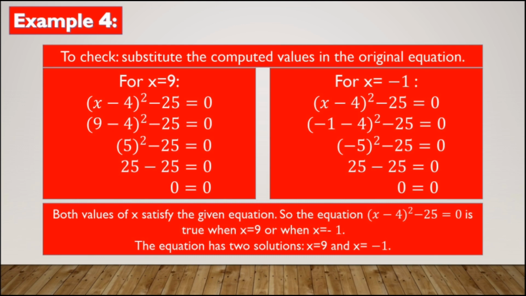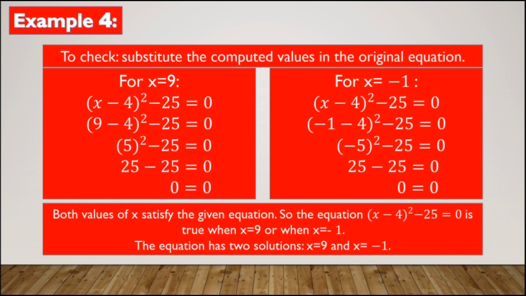To check, substitute the computed values in the original equation. For x is equal to 9, 9 minus 4 quantity squared minus 25 is equal to 0. 9 minus 4 is 5. 5 squared minus 25 is equal to 0. So 25 minus 25 is equal to 0. 0 is equal to 0. Check. For x is equal to negative 1, negative 1 minus 4 quantity squared minus 25 is equal to 0. Negative 5 quantity squared minus 25 is equal to 0. 25 minus 25 is equal to 0. So 0 is equal to 0.